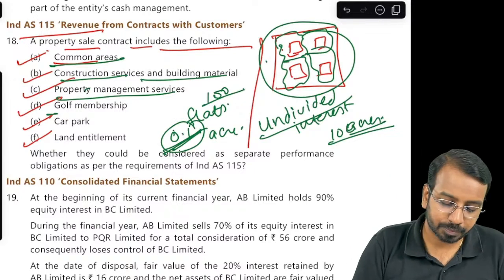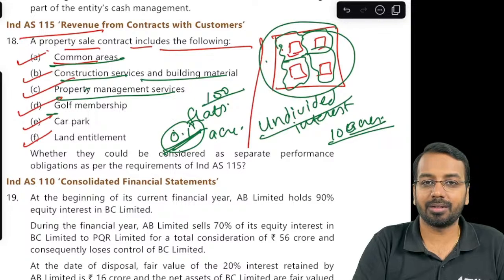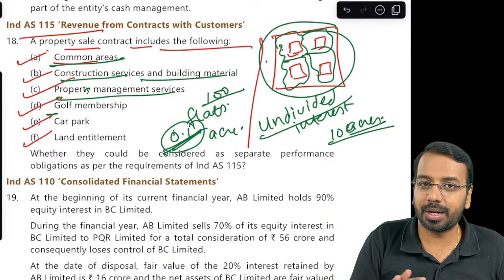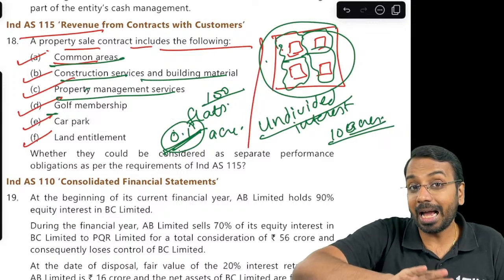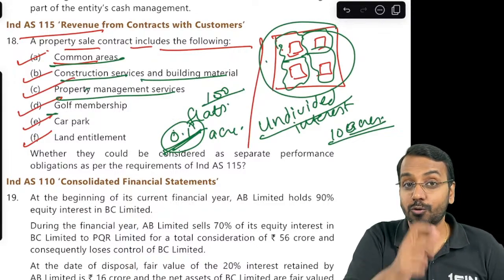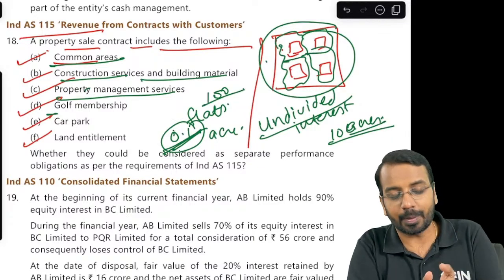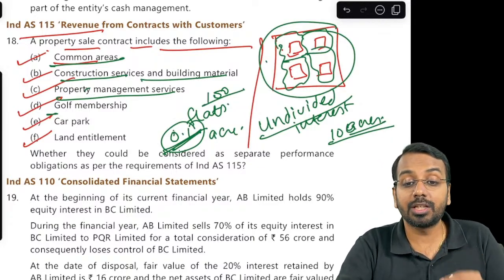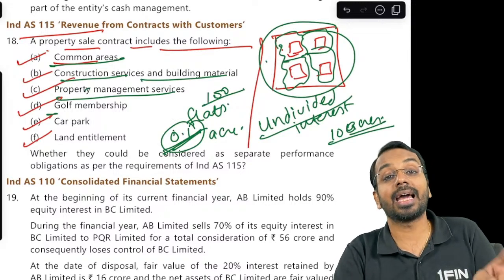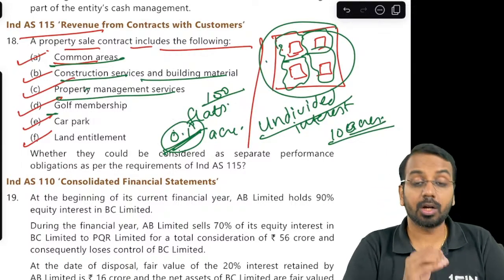Now, if you buy a flat and you are entitled to a share of land, can you say that I will sell off that land separately? You cannot. Can you say I will not buy this land, I will buy only the flat? That is also not possible. So, though we can separately identify a land and a car parking, you have to see which things are separately identifiable from other promises and whether I can benefit from the goods or service separately, right?